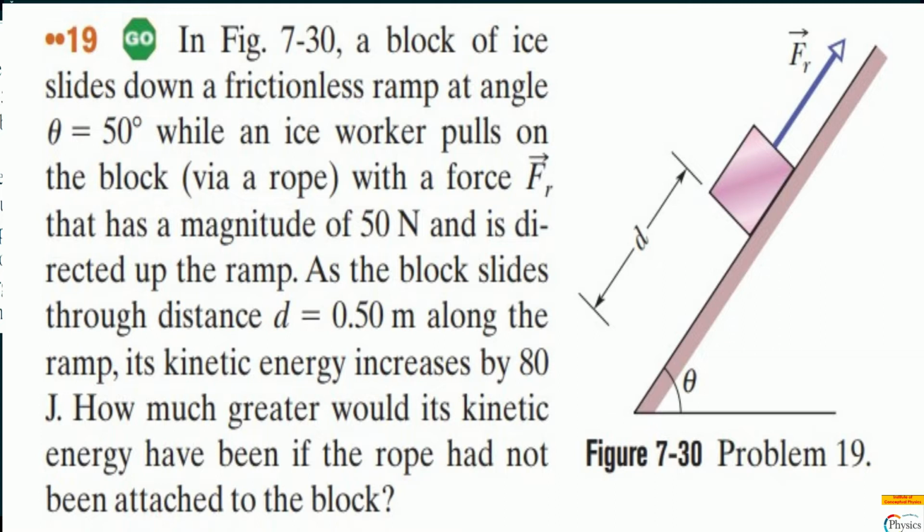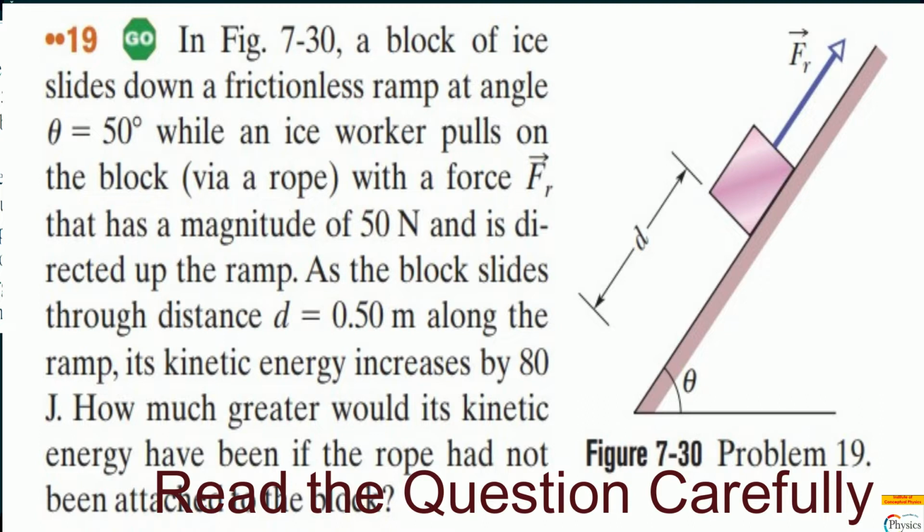So first, read this question: a block of ice moves down a frictionless ramp, and it gains some kinetic energy. It is associated with some force, which is 50 newtons. The block slides through a distance of 0.50 meter along the ramp. Its kinetic energy increases by 80 joules. How much greater would its kinetic energy have been if the rope had not been attached to the block?